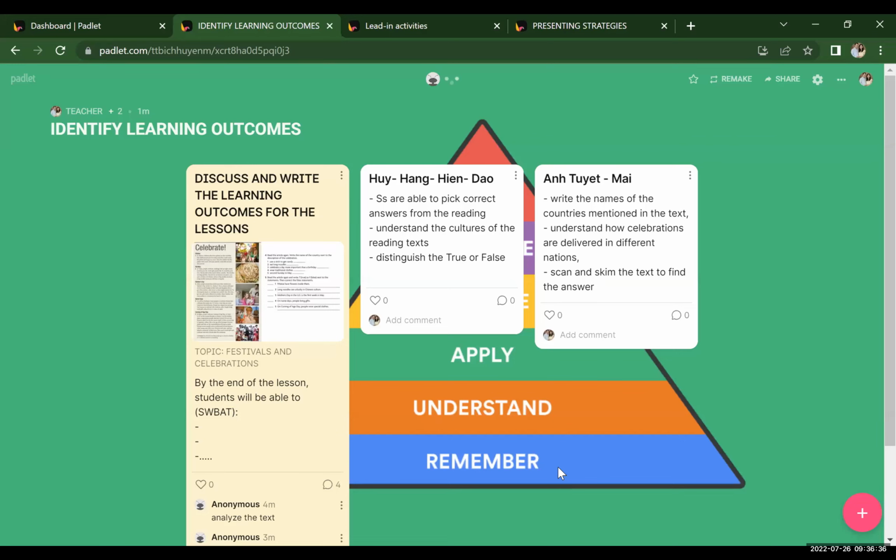Okay, so as I mentioned before, we need to build a strong vocabulary for students. And do we have any learning outcome related to vocabulary?